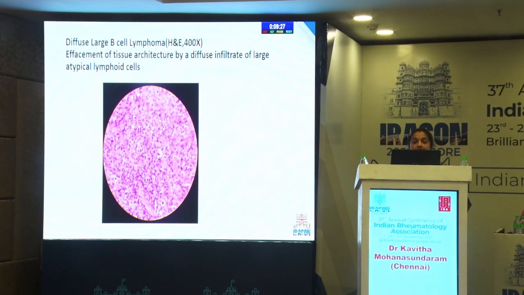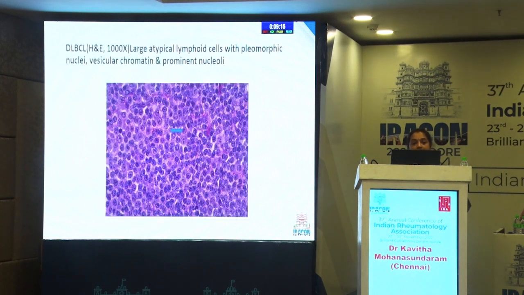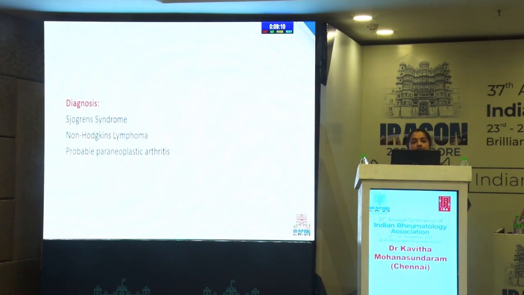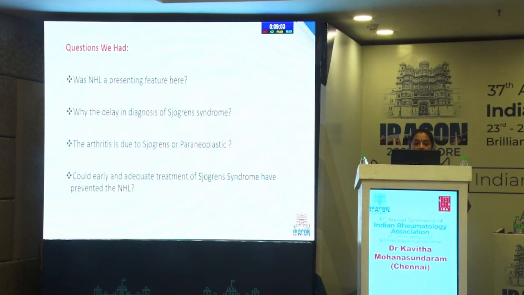We did a biopsy of the submandibular node, which showed diffuse large B-cell lymphoma: effacement of the tumor tissue architecture by a diffuse infiltration of large atypical cells, also confirmed by immunohistochemistry. So the diagnosis we had was Sjogren's, non-Hodgkin's lymphoma, and the arthritis, which we think is a probable paraneoplastic arthritis. Most of us would have come across Sjogren's syndrome, but we would never have seen NHL as a first presenting manifestation of Sjogren's.